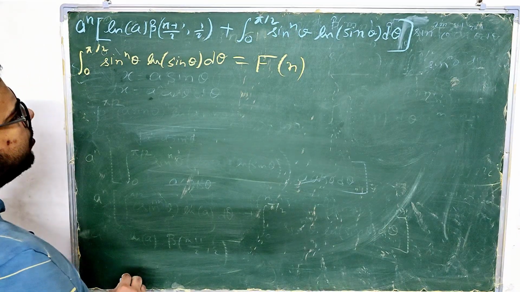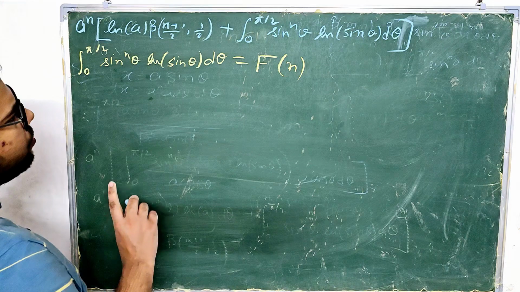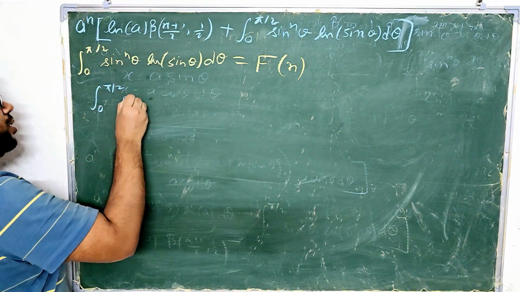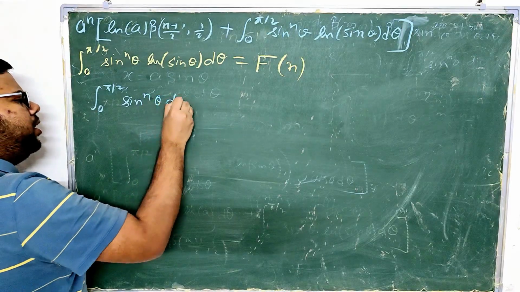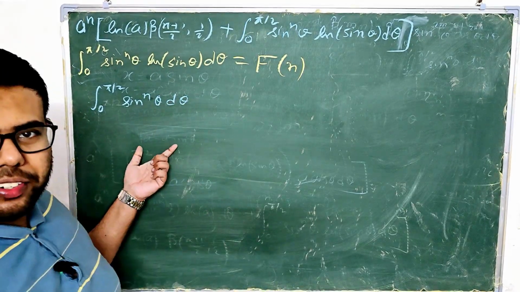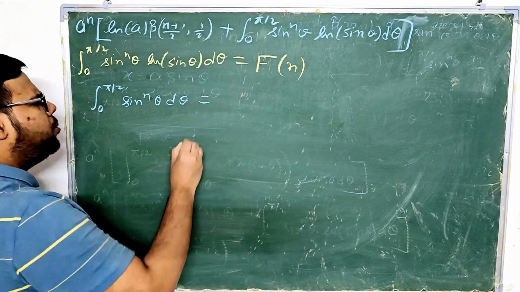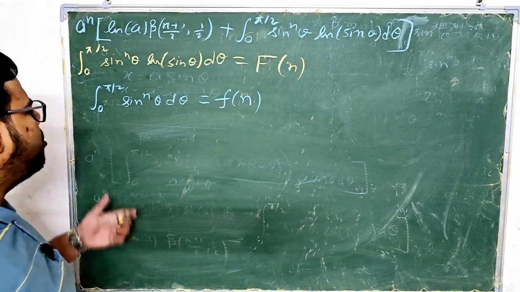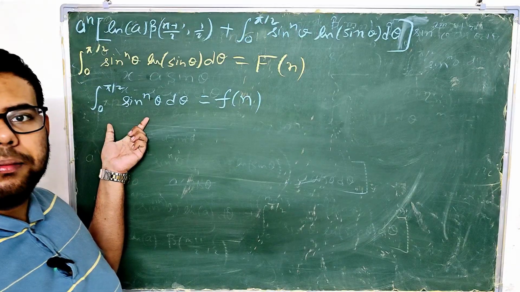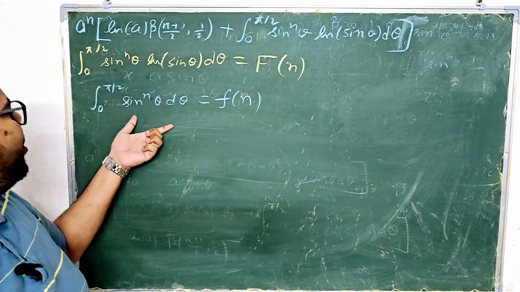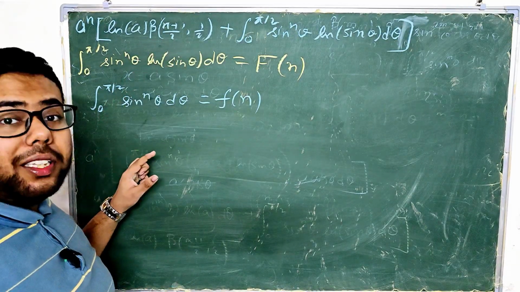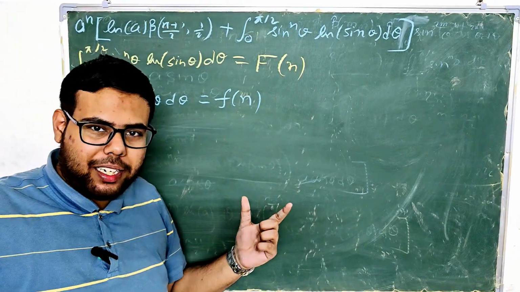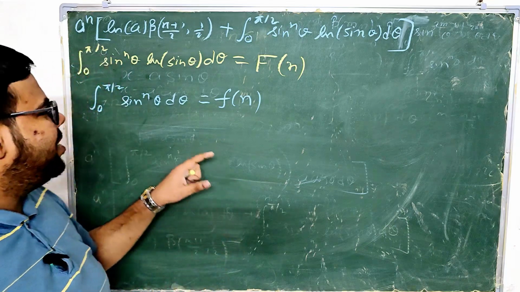Okay, now notice one thing. What if I assume just this integral, sine raised to the power n theta d theta? For now just assume this integral. Suppose this is equal to some small f of n. Of course this was this integral only. Okay, but don't think of this integral in terms of the beta function for now, because I'll be just manipulating it a bit and probably we'll get the answer through that.